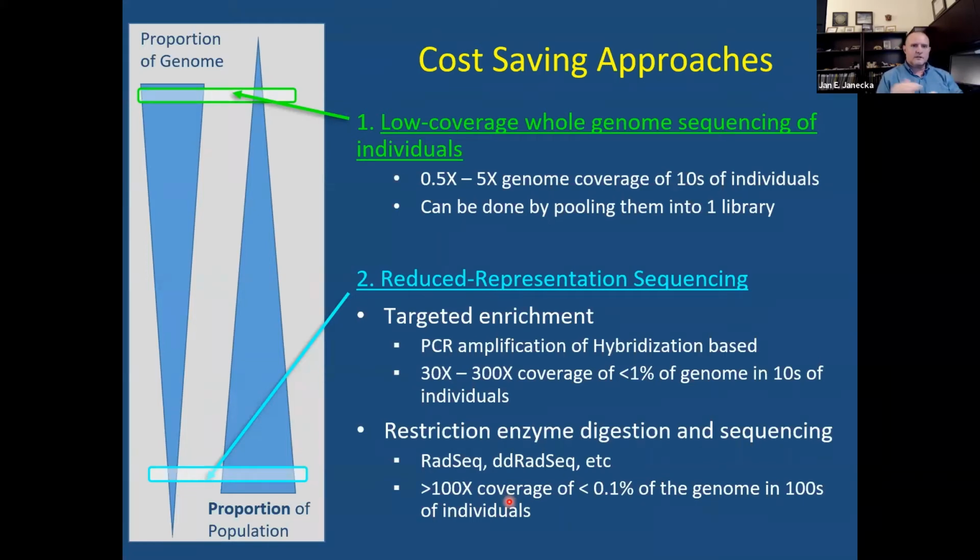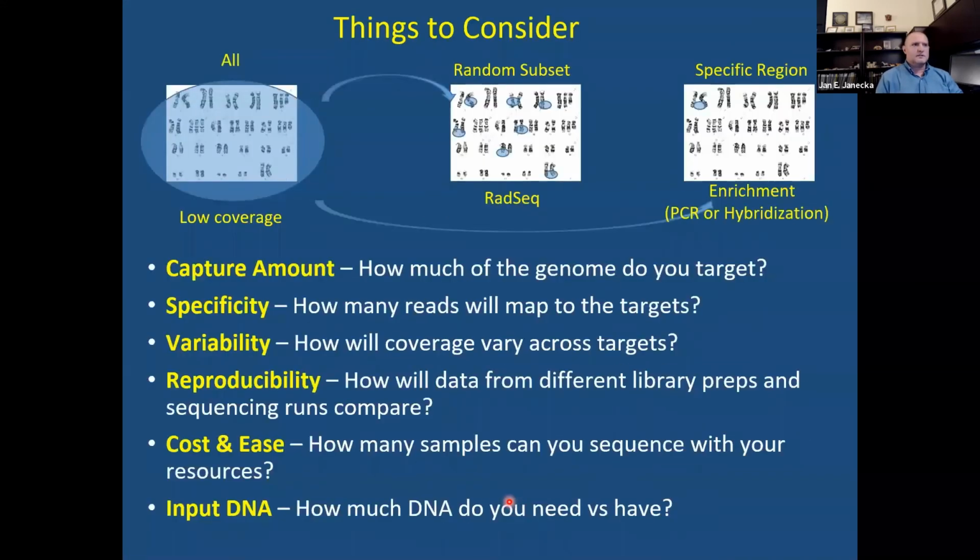So again, these are two slightly different strategies that allow you to apply NGS on a larger scale for wildlife studies, right? Whether you're going to do low coverage sequencing, where you get a snapshot of the whole genome, but at low coverage, or RAD-seq. So basically with RAD-seq, you're sequencing off restriction enzyme sites. It's sort of a random set among the different chromosomes, versus enrichment, where you're sequencing a specific region and resequencing it across everybody. There's lots of different things to consider.